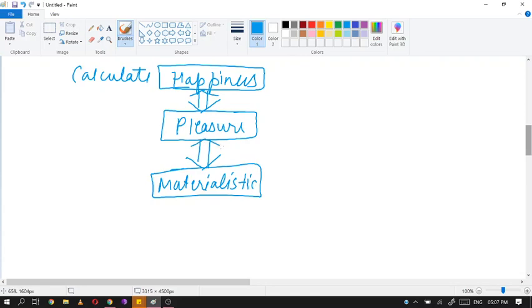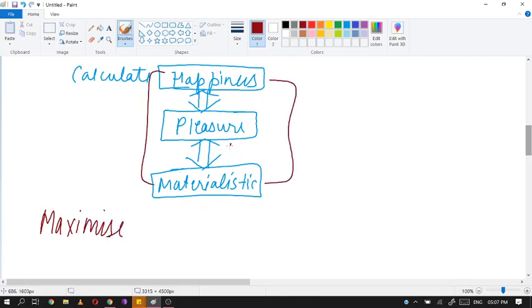Now understand again. Because they are all same thing for Bentham, what should be the state's policy? Your state policy should be in direction that will maximize what? This thing only, happiness, pleasure. What is the other word? Profit. Maximize profit.